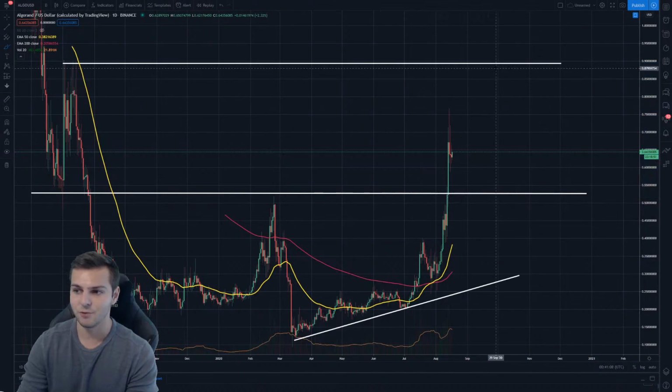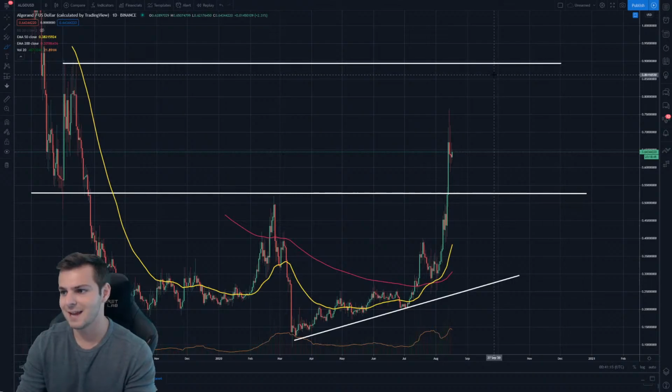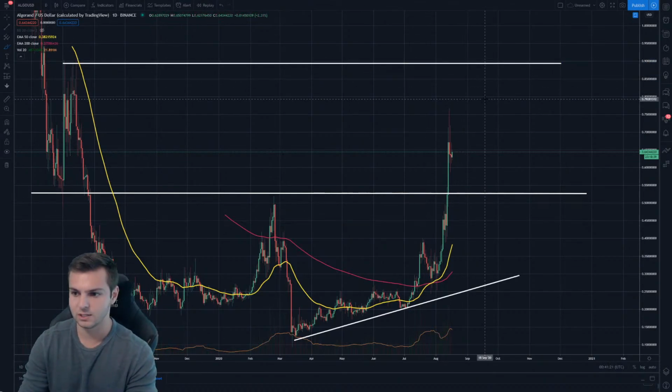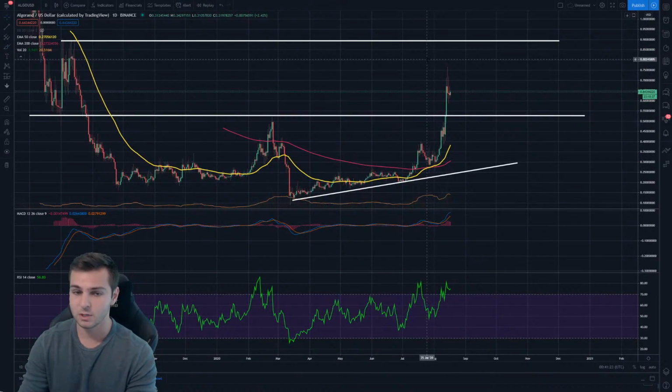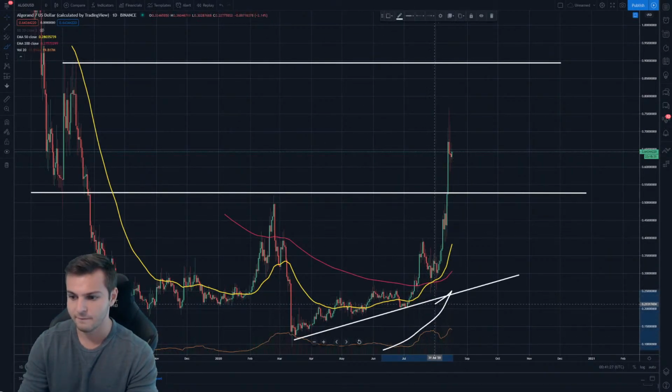Now, the next level that I see as resistance for this guy is the upper levels of like 88 cents, somewhere around that 88 cents, 90 cents area. Anywhere really between 85 and 90 cents is going to be your next major area of resistance for Algo. Volume's climbing on this 1 day chart also, which is a good sign. You can see over in here, volume is definitely climbing upwards.